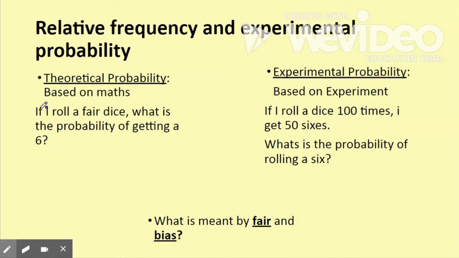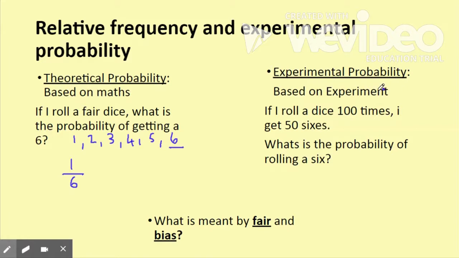As an example, if I roll a fair dice, what is the probability of getting a 6? I know that there are 6 possibilities, or 6 outcomes, when I roll the dice, and 6 is just one of these. So it is one outcome out of a possible 6. That is for theoretical. For experimental probability, as the name suggests, it's based upon experiment.